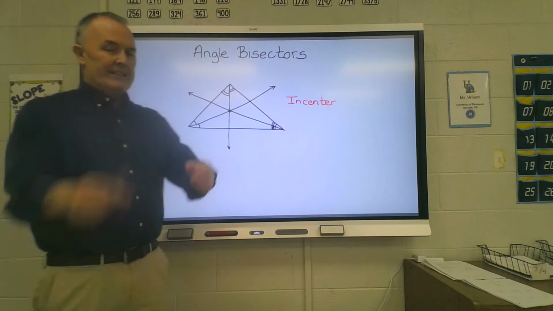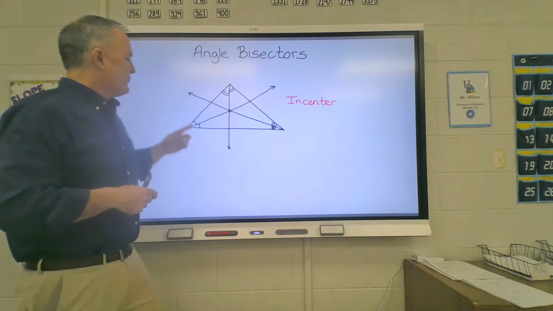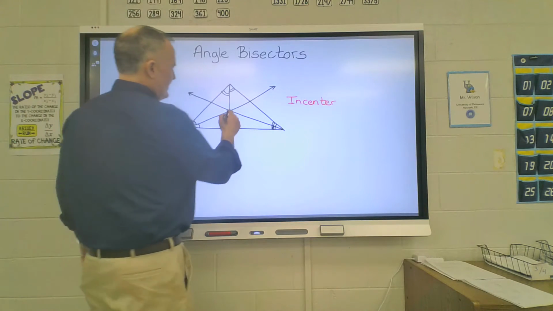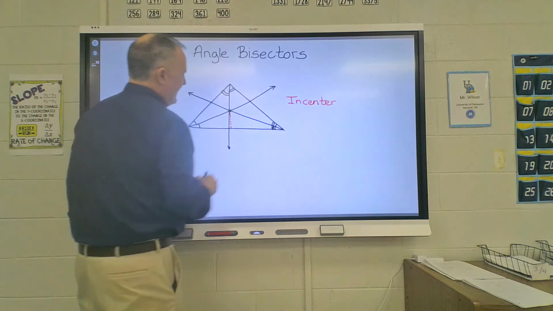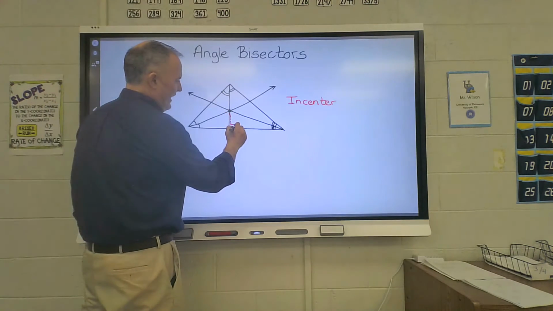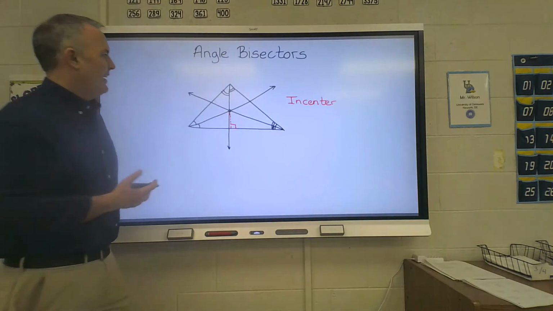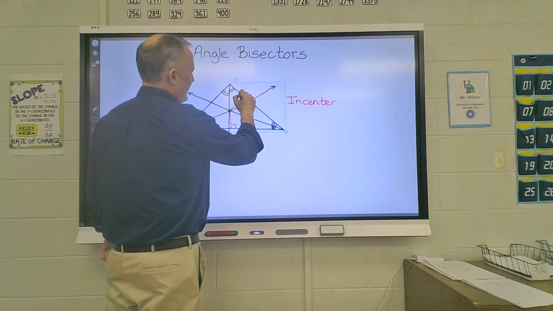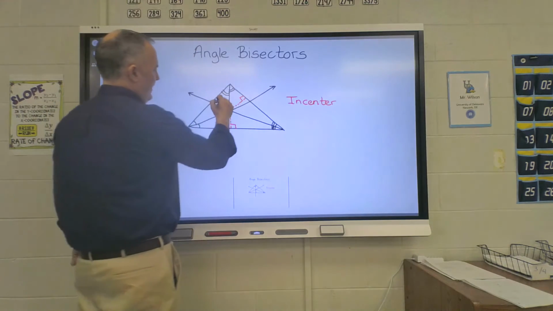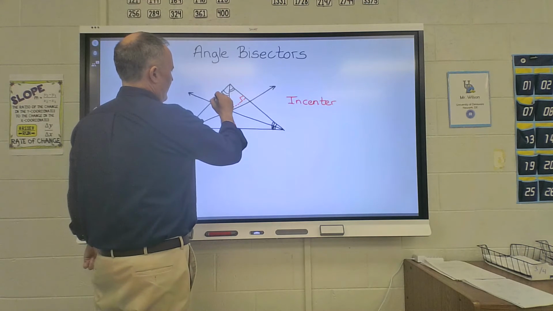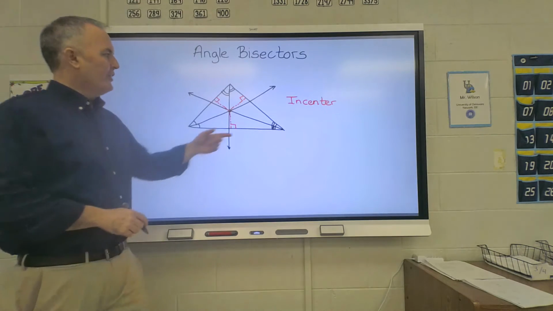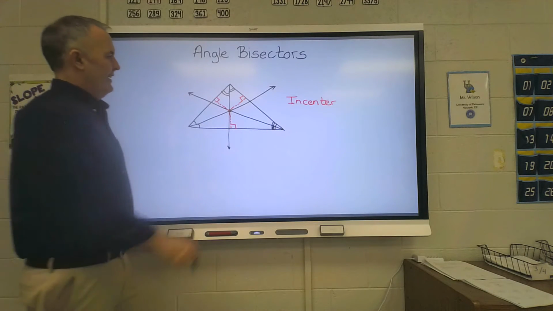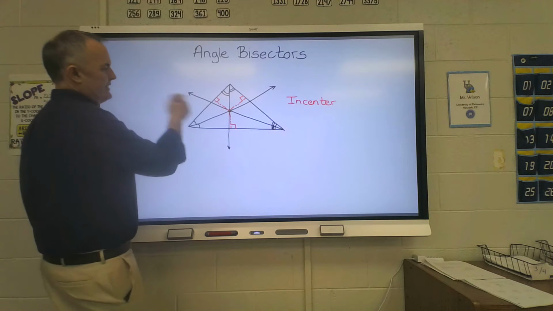Now, the last one was equal distance to all the vertices. But this one comes in from the vertices, so this one's going to be equal distance to all the sides. So if I was to draw a straight line down to that side at a 90-degree angle, because remember, we have to go straight to the side, and then straight over to this side at 90 degrees, and then straight over to this side at 90 degrees, all three of those would be the same length. It would be equidistant. And you're going to use a lot more of these things being equal distance.